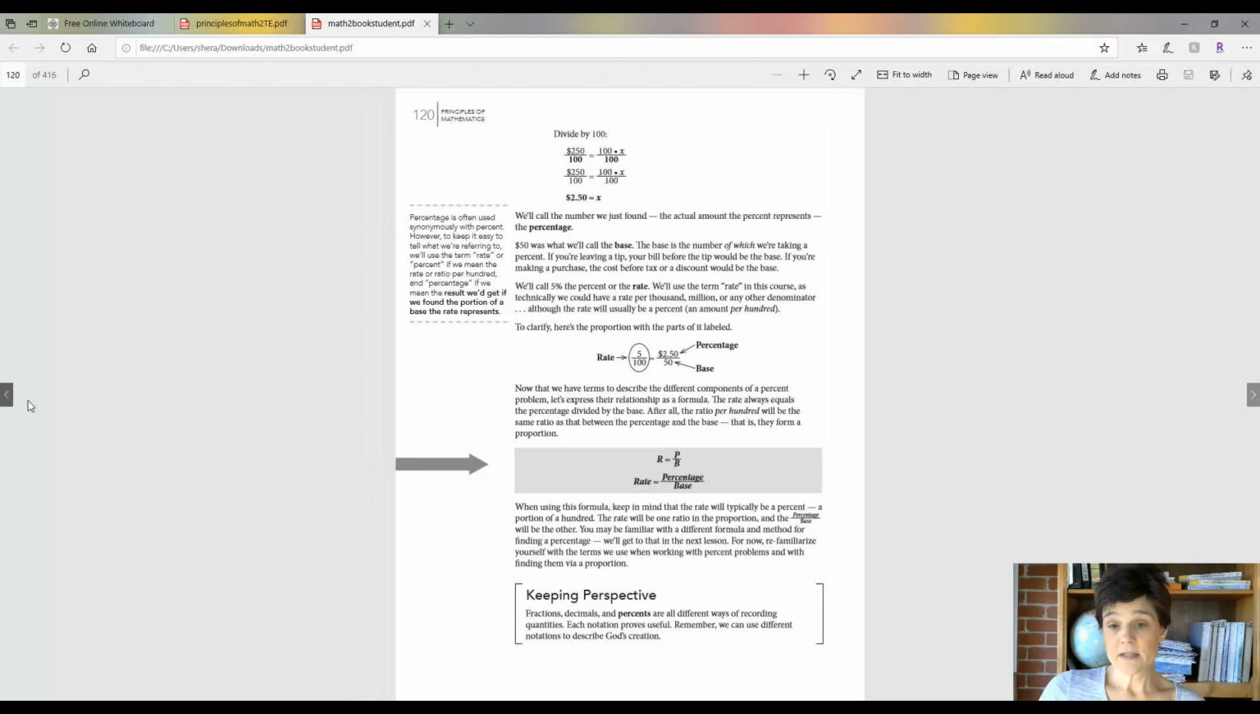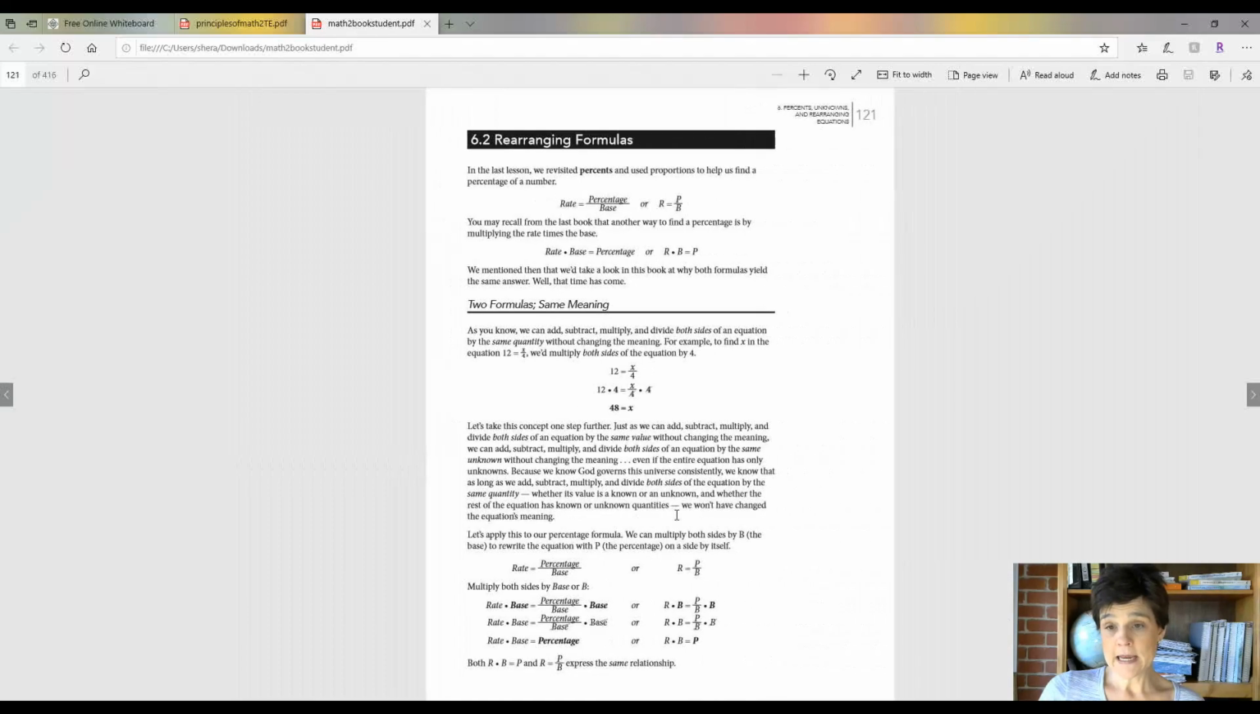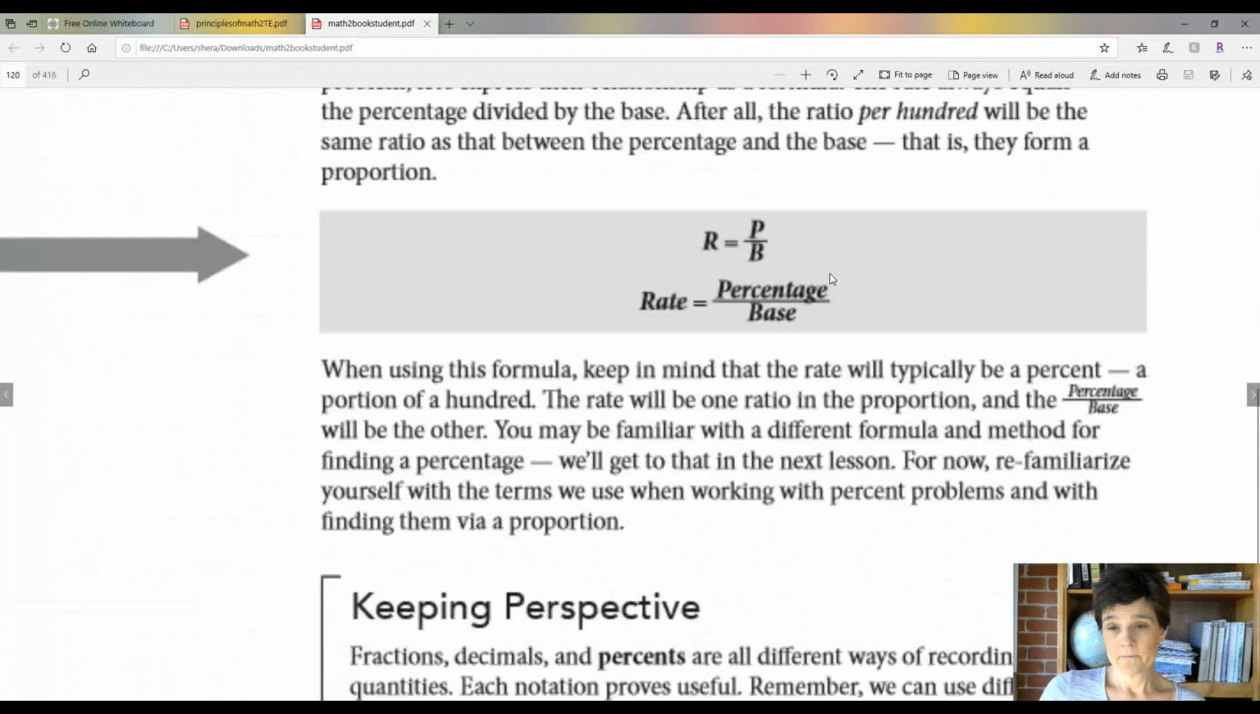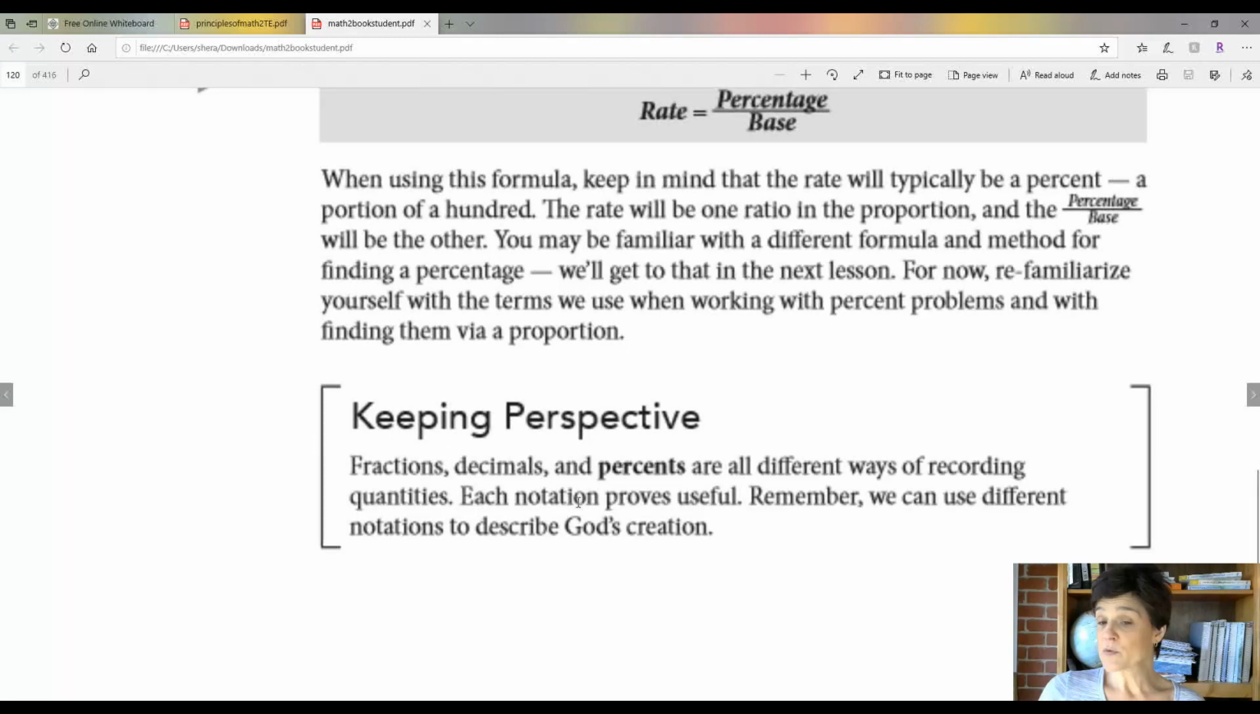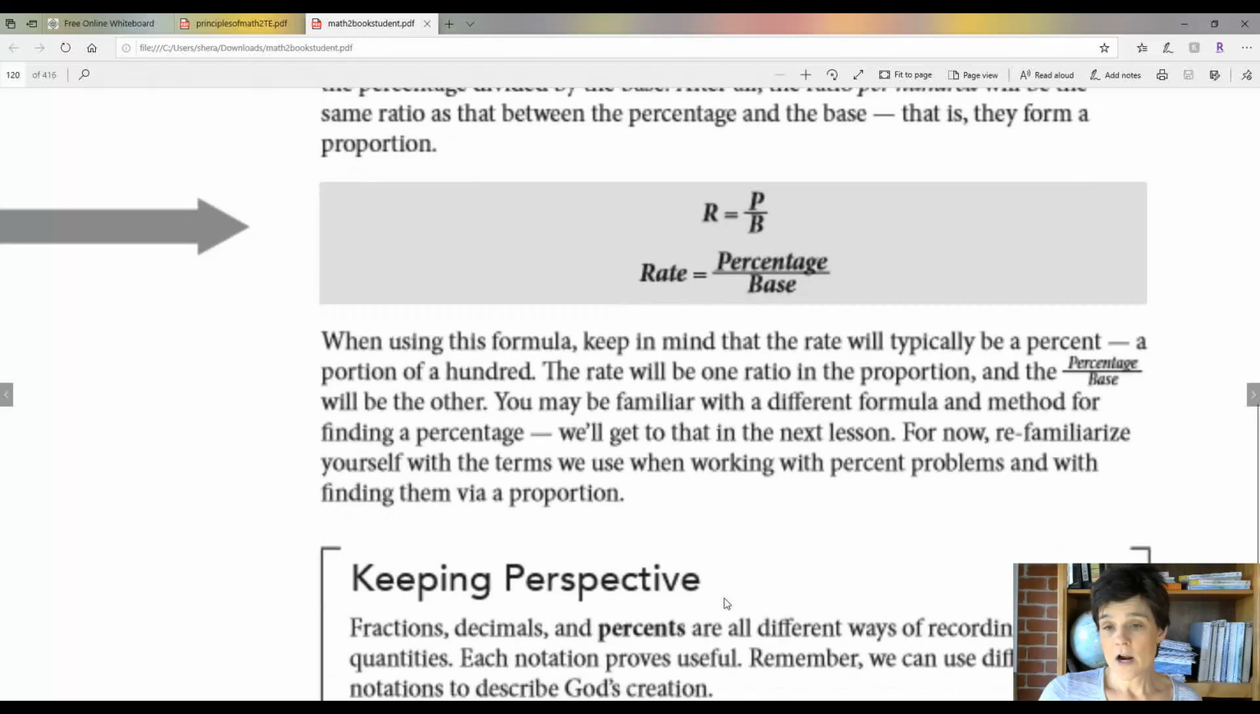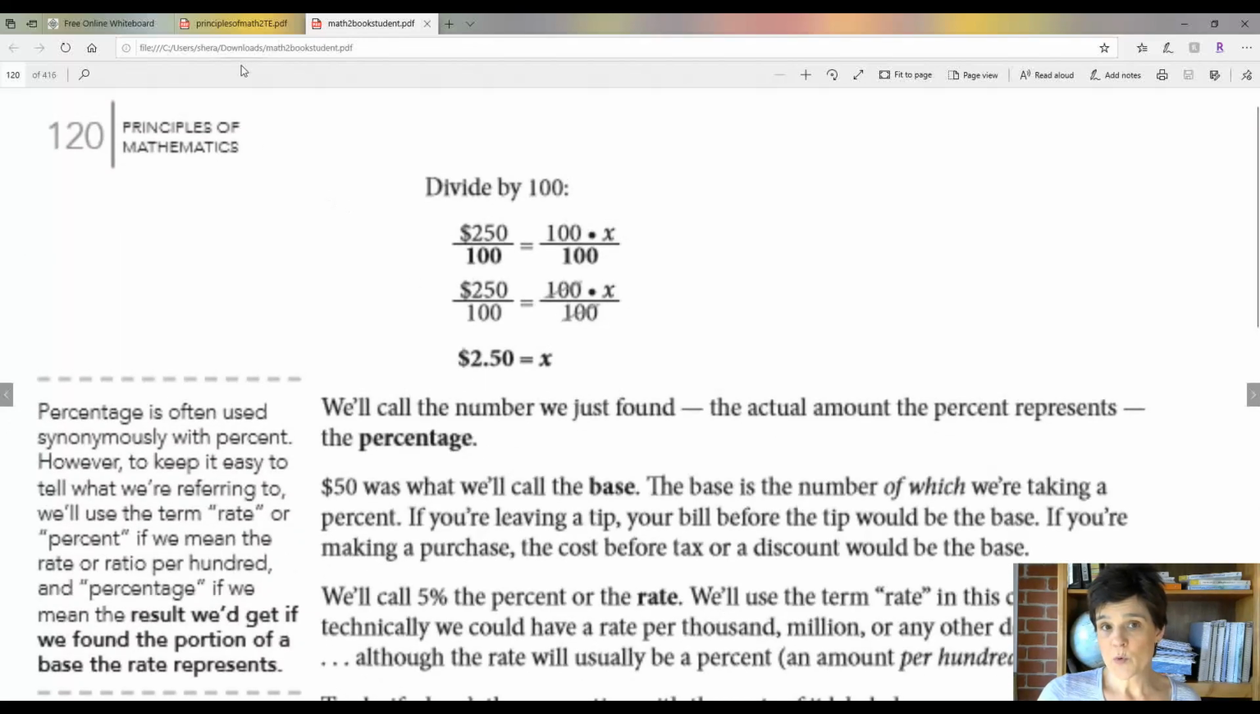Okay. That was 6.1, and fractions, decimals, and percents are all different ways of recording quantities. Each notation proves useful. Remember, we can use different notations to describe God's creation. All right, so that's going to finish section 6.1.